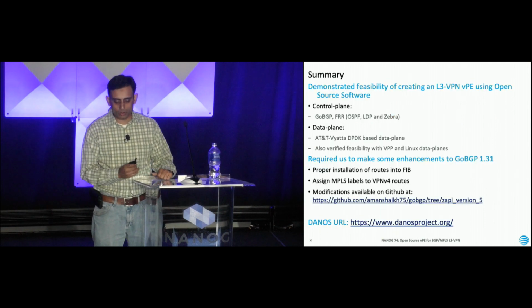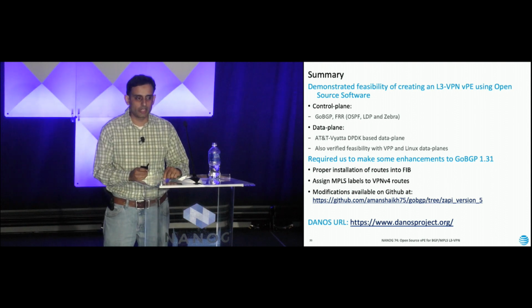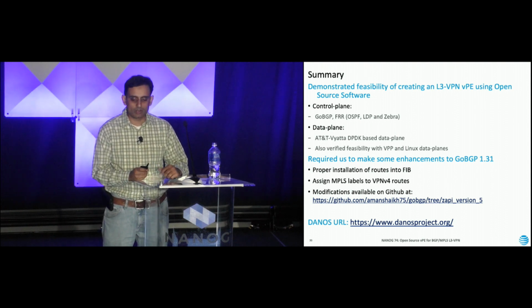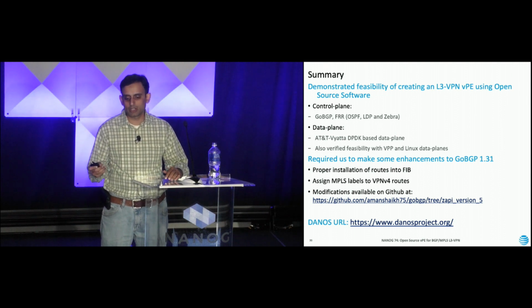So, this brings me to my last slide. In summary, what we demonstrated was that we could indeed create a layer 3 VPN VPE using open source software. In particular, we used two software packages for the control plane, GoBGP and FRR, and in the case of FRR we ended up using the OSPF, LDP and Zebra daemons of FRR.